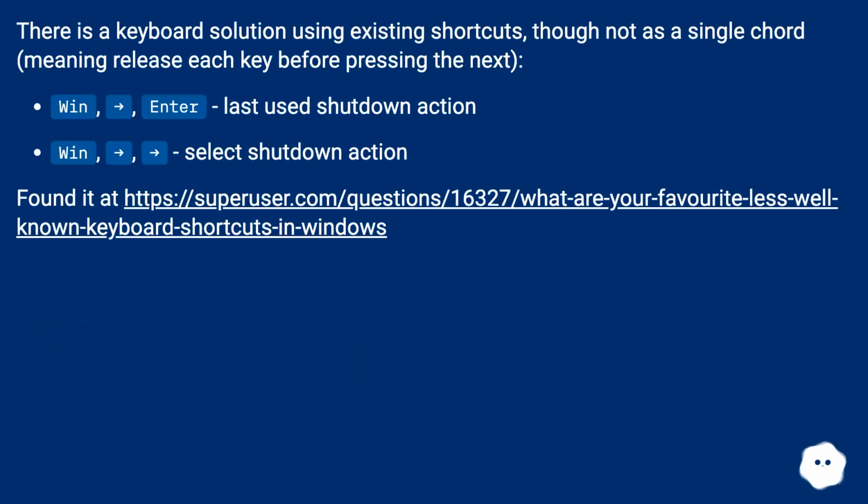There is a keyboard solution using existing shortcuts, though not as a single chord, meaning release each key before pressing the next. Win, Enter, last used shutdown action. Win, select shutdown action. Found it at this URL.